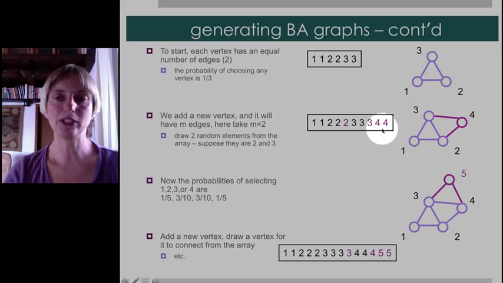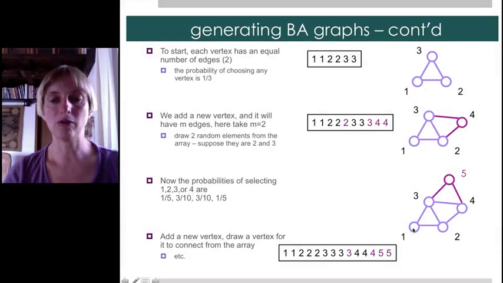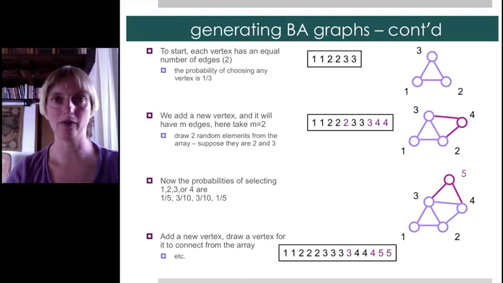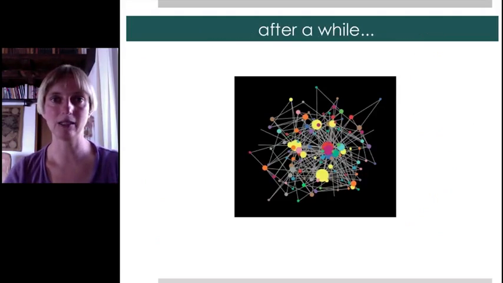But now if it happens to choose 3, now 3 has degree 3 and is represented 3 times. And so now when 5 comes in, it's a little bit more likely that it's going to choose 3 as well over 1 or 2. Or actually over 1, which only has degree 1 still. So that's the basic mechanism, and I've implemented it in NetLogo as well, so you'll get to play with that.